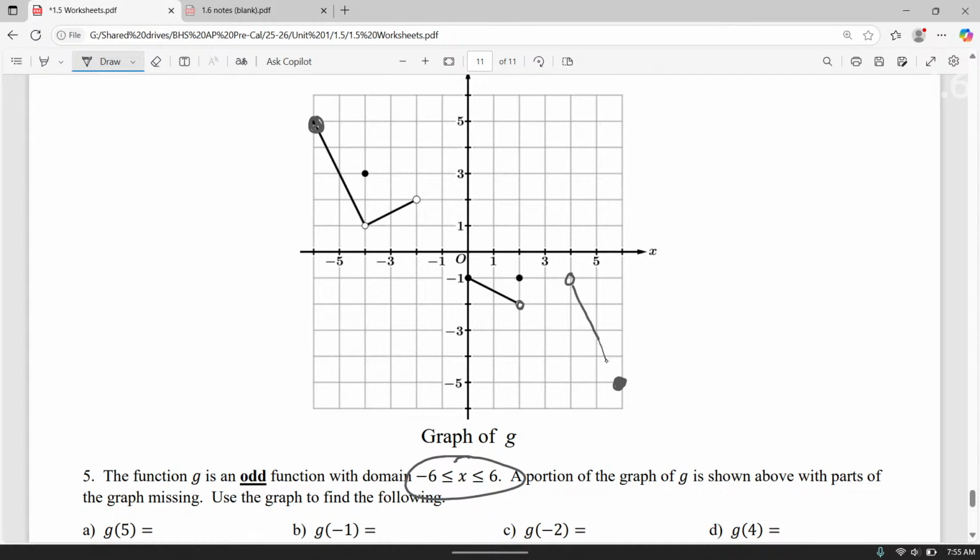So this gets connected like this. This gets connected like this. This gets connected like this. Oh, you know what? I lied to y'all. I said it always has to go through the origin, didn't I? This one doesn't.